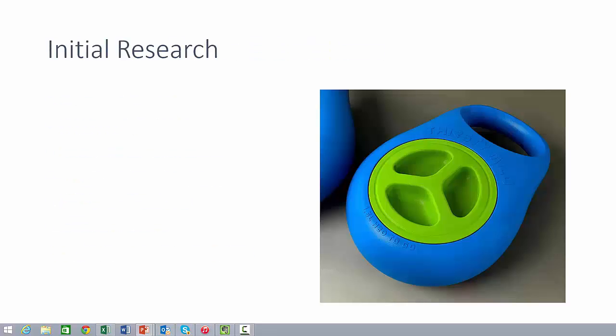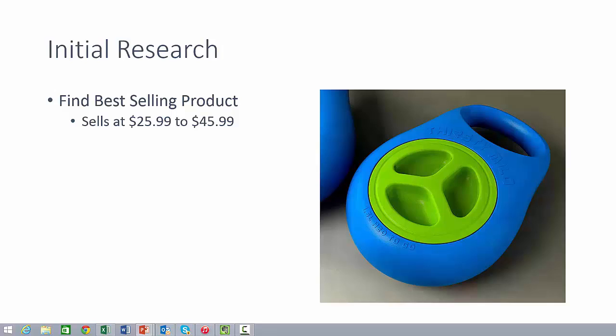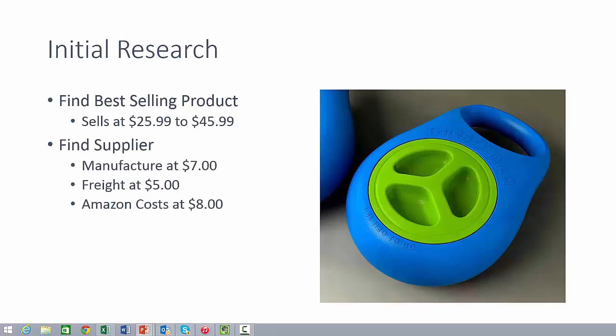So let's go through the process that people use when initially setting up their Amazon business. You'll go out and do the research and you'll find a product, a best-selling product. In this case, it sells for between $25 and $45. You find the supplier. Now we've found the supplier: manufacturing at $7, freight at $5, Amazon costs at about $8 per sale. So we can calculate fairly quickly what profit we're going to make.